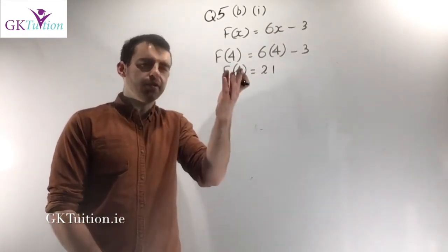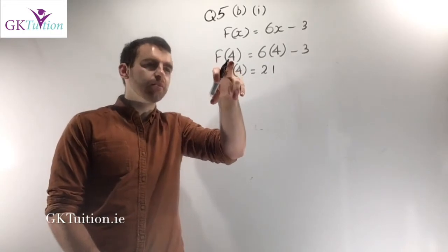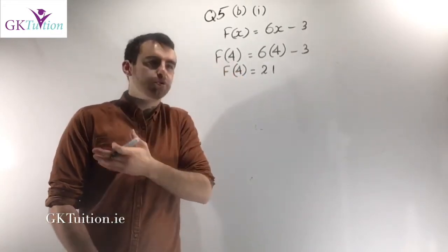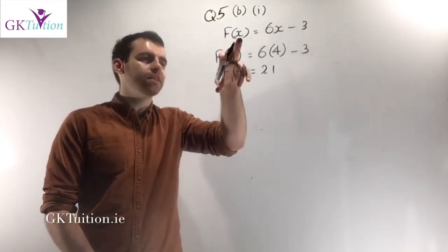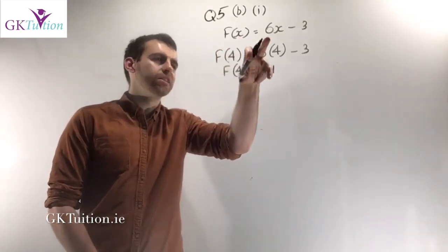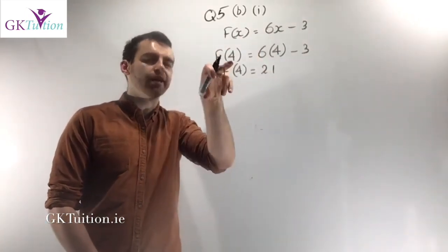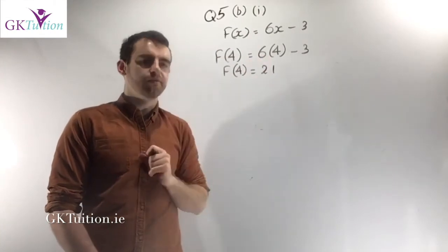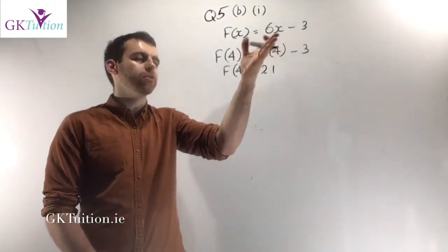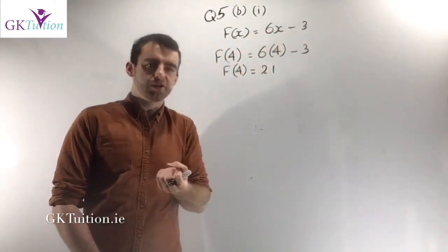If you're given a function like this, if they put something in the bracket, that simply means you sub that in for your x. Here the thing in the bracket is x, so it's 6 times x. Here the thing in the bracket is a 4, so it's going to be 6 times 4. Basically, you're just rewriting your function, except everywhere there was an x, you're subbing in a 4.